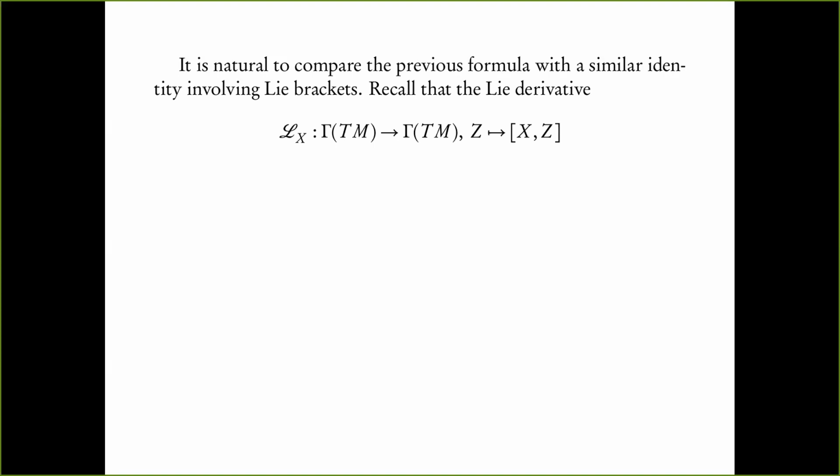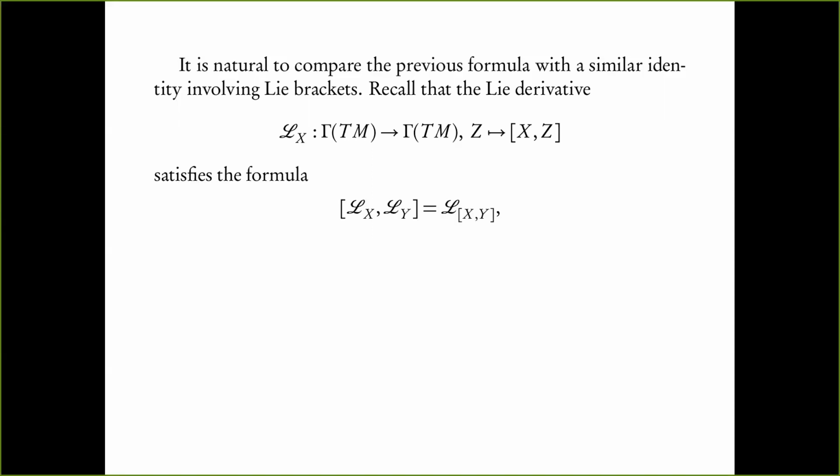Well, the Lie derivative is again a map from vector fields to vector fields, but it depends on a chosen vector field. So the Lie derivative with respect to x, where x is a vector field, is a map sending a vector field z to the Lie bracket of xz. Okay? This is how you take the Lie derivative of a vector field z along the vector field x. This is the definition.